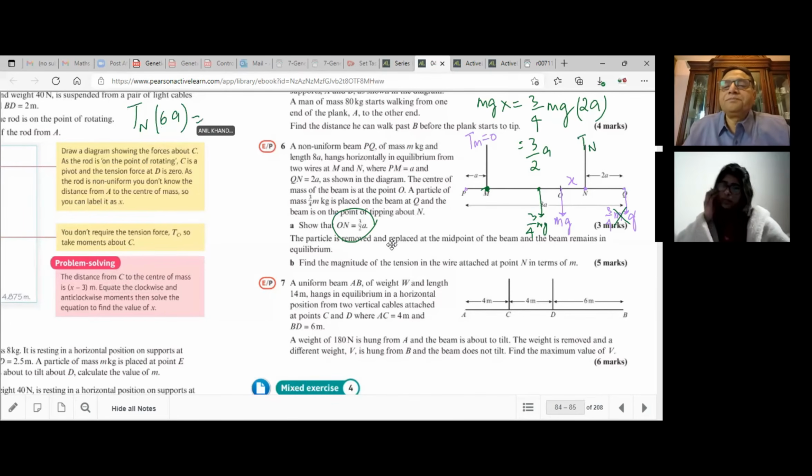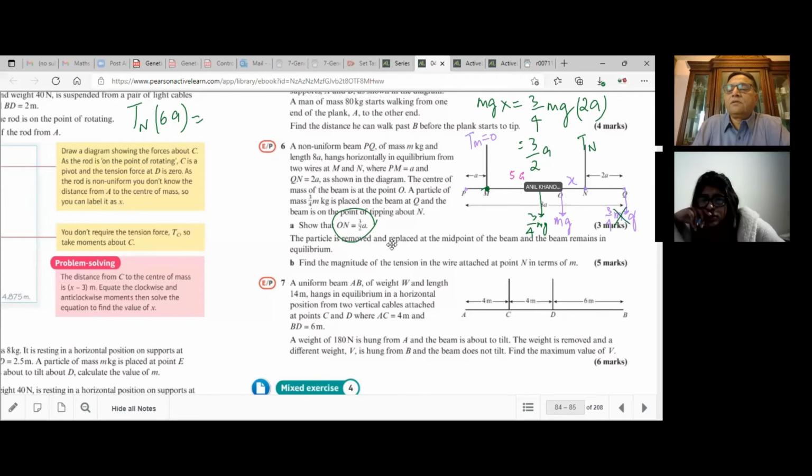You understand? Wait, sir. So you know where you put 3/4 mg? So 2a, 3a, sorry, it's 3a. And this is 5a, right, in between? But I thought the total. Why are we taking the whole thing? Because we have to take N to M, so it will be 5a.